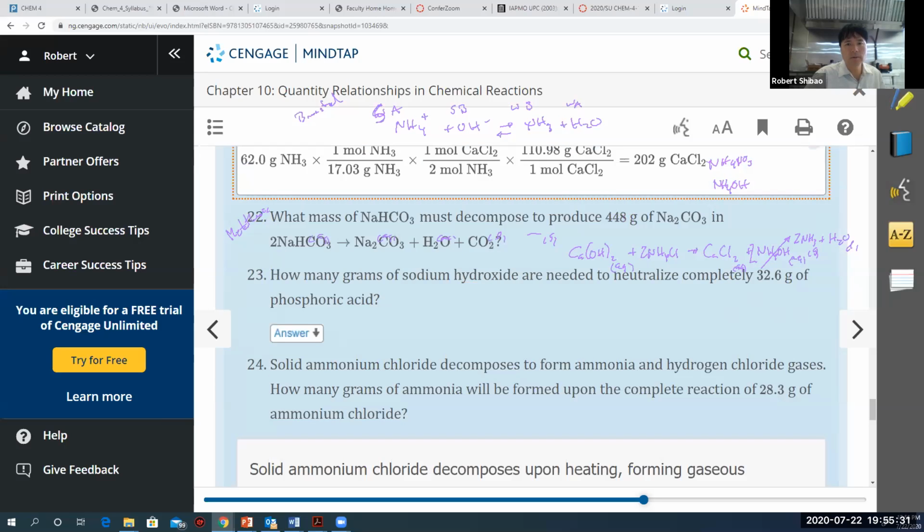It's just your standard problem. How many grams of sodium hydroxide are needed to neutralize completely 32.6 grams of phosphoric acid? Now your book calls this a neutralization reaction. I don't call it a neutralization reaction. I call it just a metathesis reaction. You know, it's a metathesis reaction because of this.